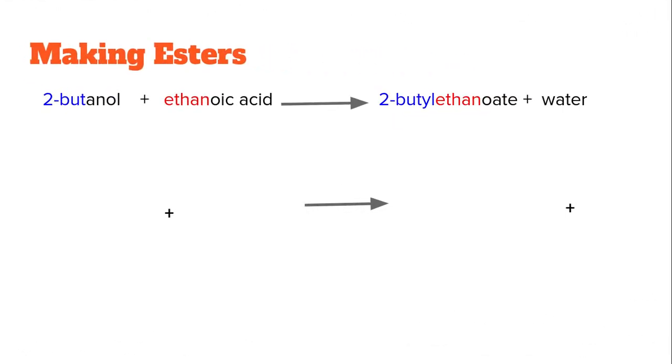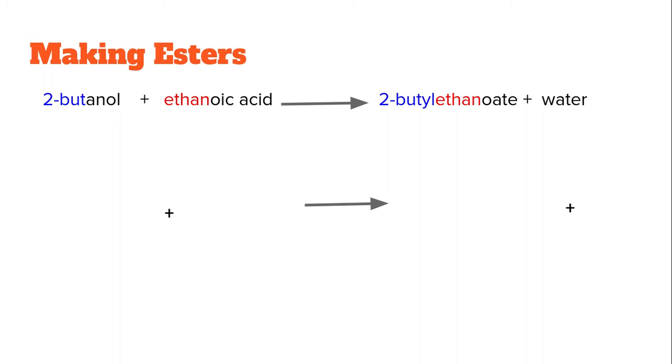So here's an example. I've color-coded all of this for you. Here is, again, my alcohol, 2-butanol, reacting with a carboxylic acid, ethanoic acid, aka vinegar. And what we get is 2-butyl ethanoate plus water. Saying this ester is kind of a mouthful, but here's the reaction and how it happens.